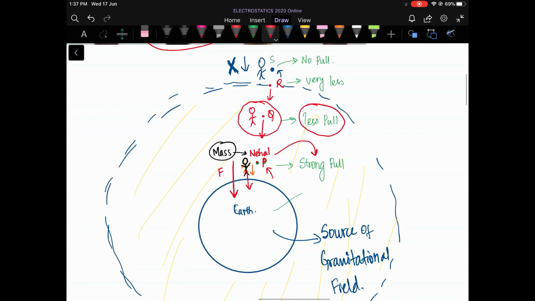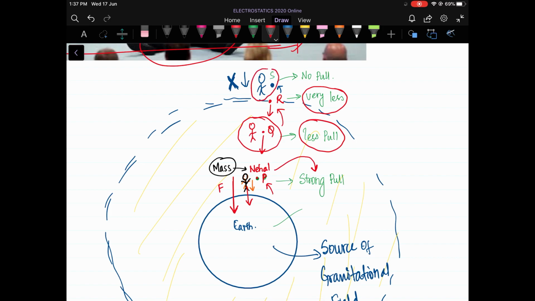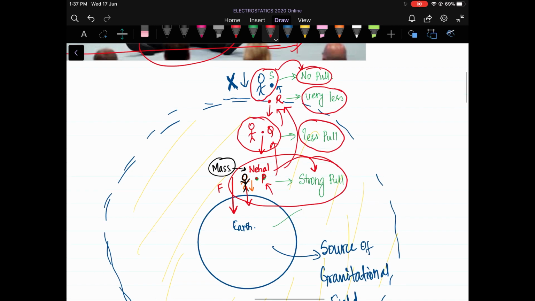And suppose we reach a very far point R, where Nihal is going to experience very, very little force. And finally, you can see Nihal has reached so far that Nihal is going to feel no pull from the Earth. I can say when Nihal was at point P, Nihal was inside the gravitational field of the Earth. At point Q, again Nihal was still inside the gravitational field of the Earth. Even at point R, Nihal was still inside the gravitational field of the Earth, because at these points Nihal was experiencing gravitational force, because mass is something which experiences gravitational force.